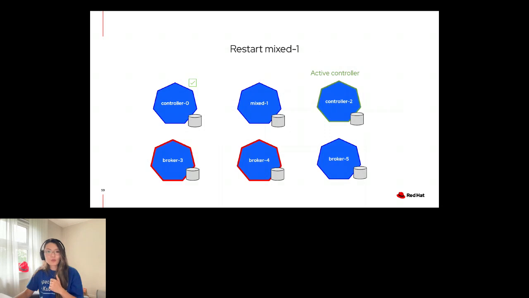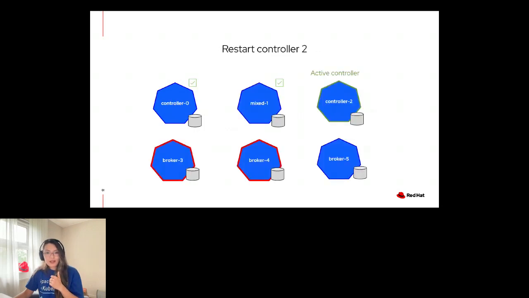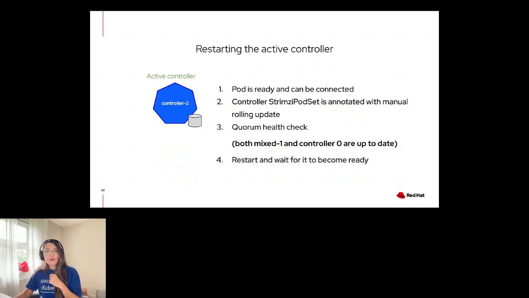So we're going to move on to mixed 1. Again, exactly the same steps as controller 0, except one different thing, which is the availability check. Because it's both controller and a broker, we also do the availability check before we restart. So if that's all good, then we go ahead and restart mixed 1. And then as the last controller node, we check the active controller now. Again, exactly the same scenario, but when we're doing the quorum health check for this node, we need to make sure both mixed 1 and controller 0 have the up-to-date metadata topic.